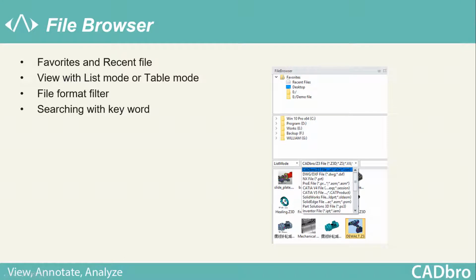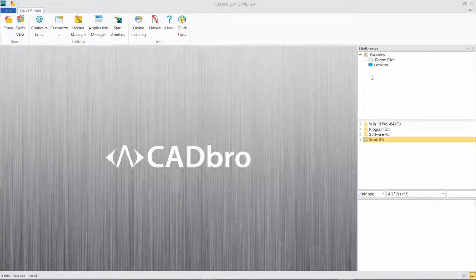File Browser is the new added function in CADbro 2017 SP1 version, which can quickly locate the file directory and add your common file path to your favorites. Open CADbro, you can find the File Browser on the right of the software.